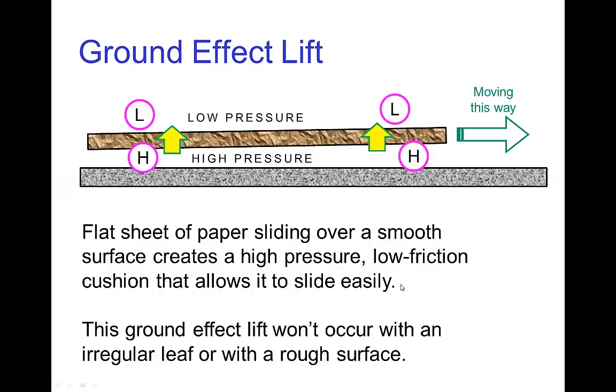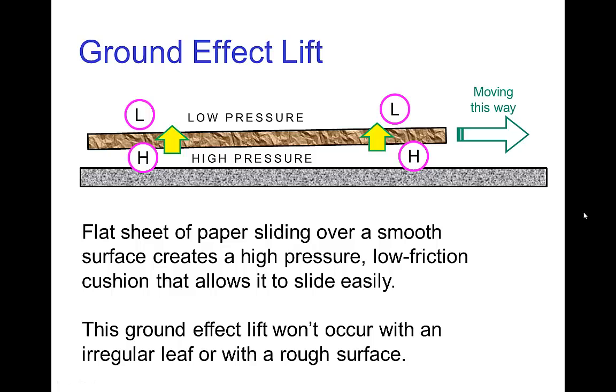Now, there's an additional type of lift which occurs when we have something like a smooth sheet of paper very close to a smooth surface, and this is called the ground effect lift. So the presence of this lower surface of the table enhances the amount of lift that we get, so there's an additional high pressure cushion that is produced between the paper and the table, and so that cushion, that high pressure, just supports the paper as it slides over the surface.